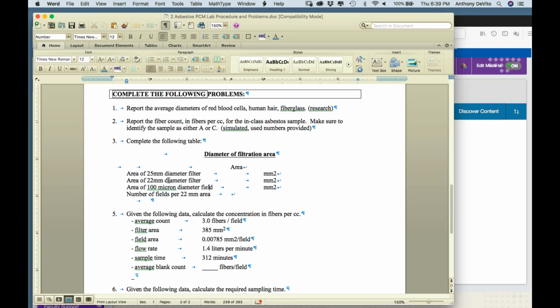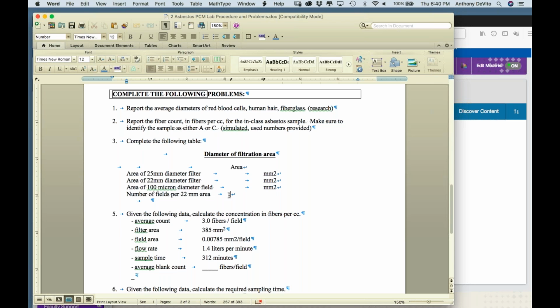So if you figure out what's the area in a 1/10 of a millimeter circle, it's 0.05 millimeters squared times pi. You can figure out what the area of each one of those little circles is, and then you can figure out how many of those little circles are in that 25 millimeter circle. And that's going to tell you how many fields you have. In other words, what you've got to multiply your average fiber count in each field by is the number of fields on that entire filter.